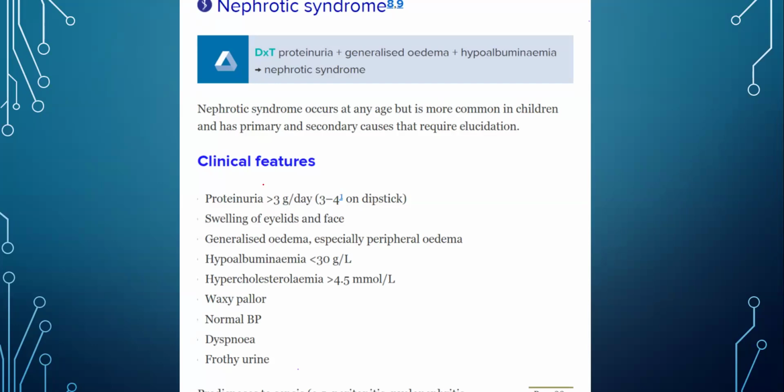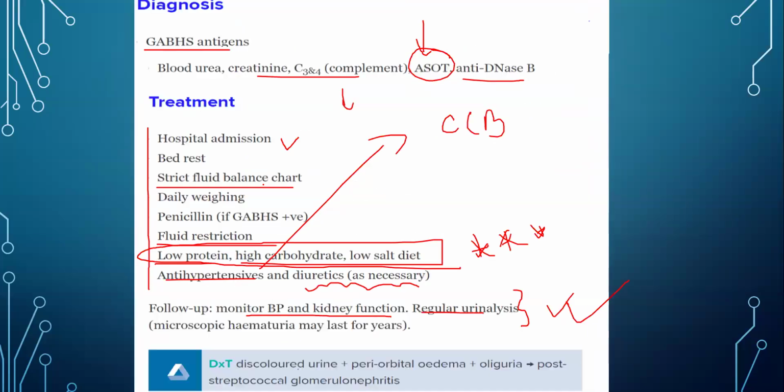Yes, I already answered that, Dr. Pravina. We need to admit the PSGN just initially, because this strict fluid balance chart cannot be done at home. So initially the child needs to be admitted. The child needs to have this fluid restriction and everything, and then once it is a little bit better, you can discharge them.